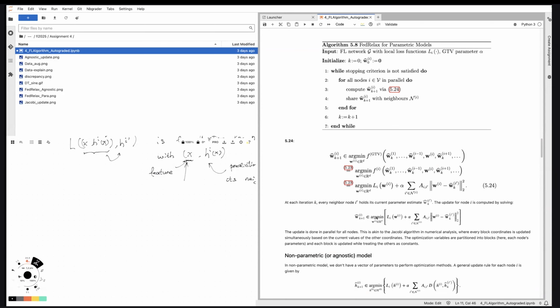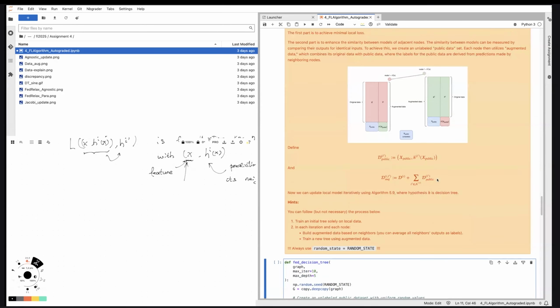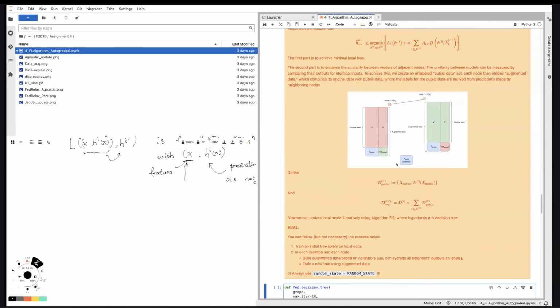Okay, our next question is what we are augmenting in the non-perfect model. We are augmenting data, because we use public data and the labels from neighbors to build a new data set. And we add this new data set to our original data set. So the original and the public data set together form the augmented data set. So it's like data augmentation, but using labels from neighbors.